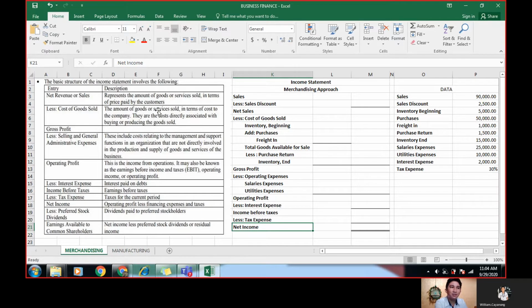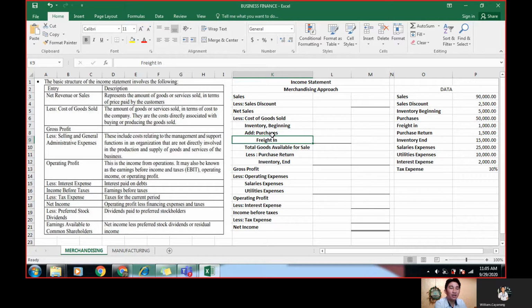Now, in getting your cost of goods sold, we have to solve it here. Marami tayong components for that. If we are going to refer to this example, you need your beginning inventory. Your beginning inventory will be based on your previous inventory that was left unsold. After that, you're going to add your purchases. Purchases means these are new purchases na binili mo to add to your inventory for the current year. Now, add natin yung freight in, which is the transportation expense in buying a purchase.